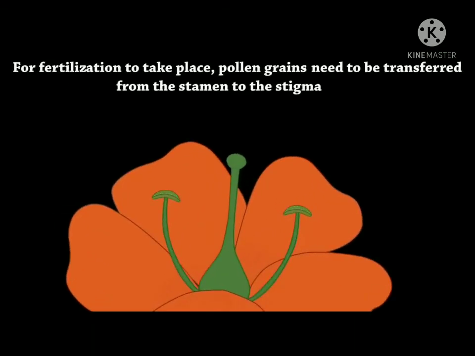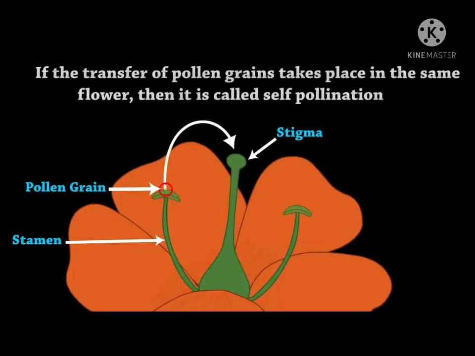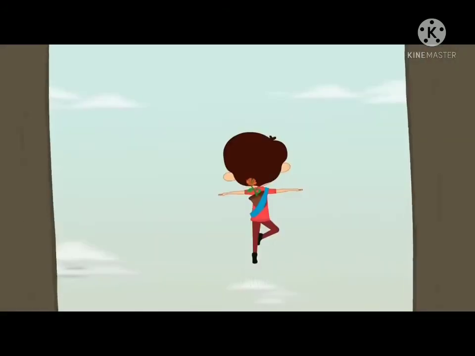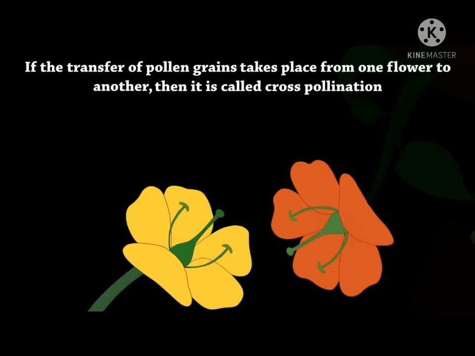Next, in this diagram, for fertilization to take place, there is a necessary point: the pollen grains produced on the stamen, that is the anther part, should be transferred to the stigma of the female part. If from one flower the pollen is transferred from the stamen to the stigma of its own flower, that is said to be self-pollination. And if there is transfer of pollen grains from one flower to another, between two different plants, that is said to be cross pollination.